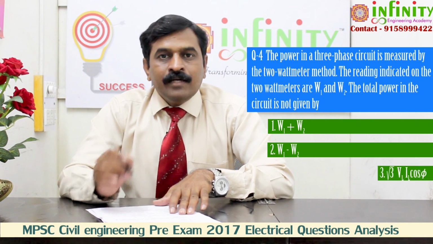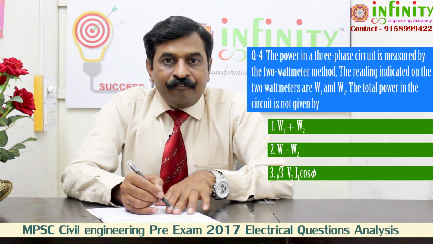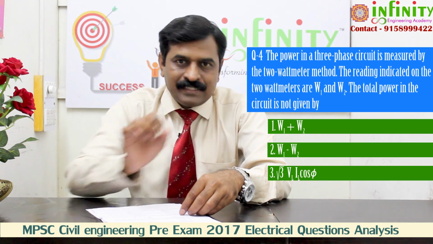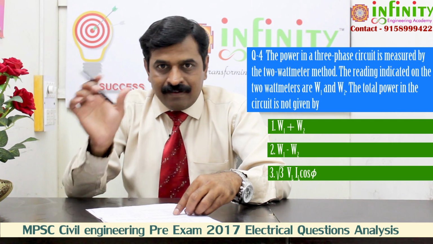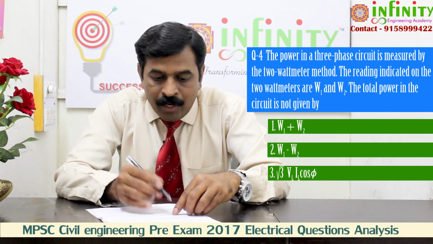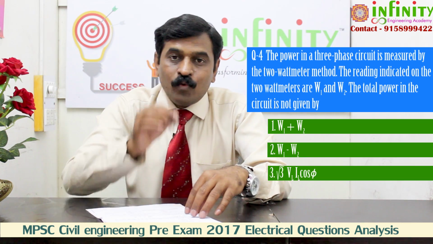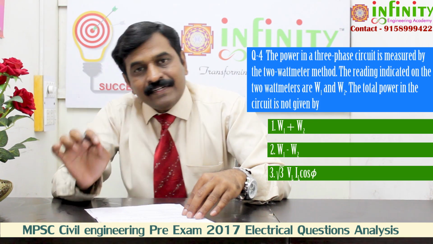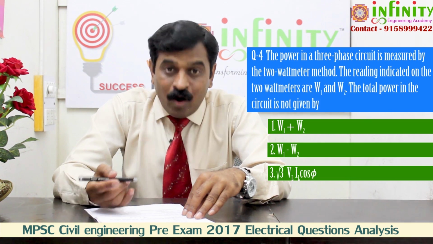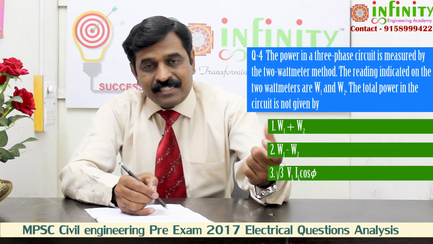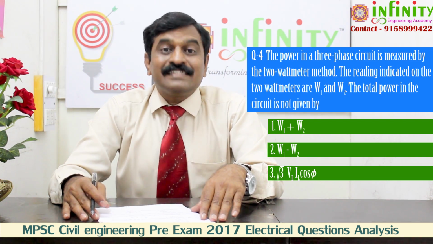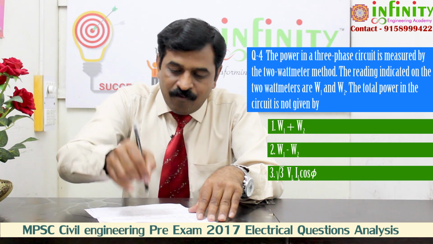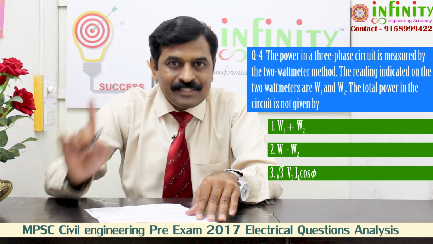Third option is square root of 3 VL IL cos phi. Again here, what is VL? Line voltage in the 3-phase supply. What is IL? Line current in the 3-phase supply. Cos phi is the power factor. You should go through each and every term. Root 3 VL IL cos phi is again a correct option. Correct option for what? It is a method by which total power in 3-phase is given. But it is not asked in this one. That's why it is a wrong option for this question. This is a correct method, but the option is wrong here.